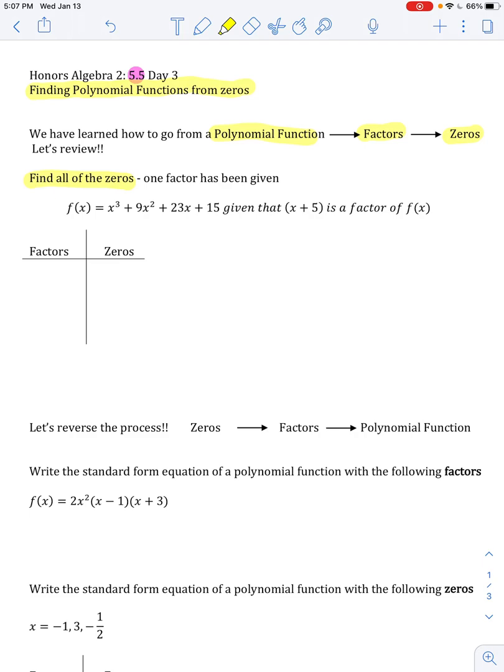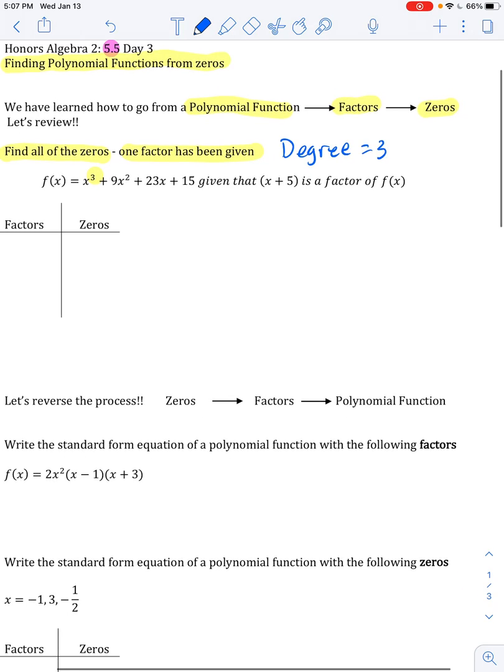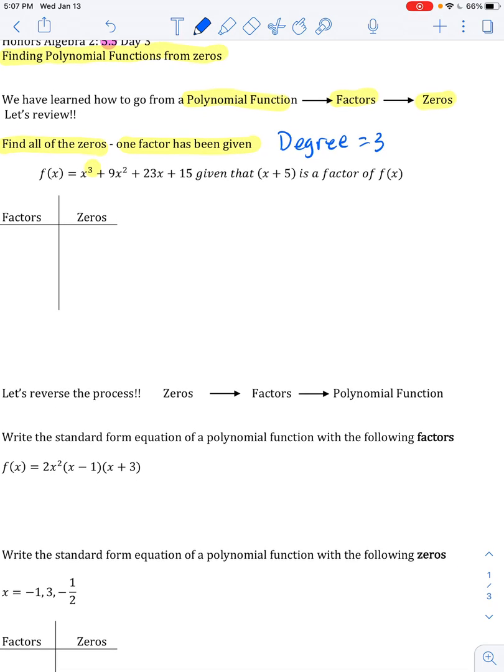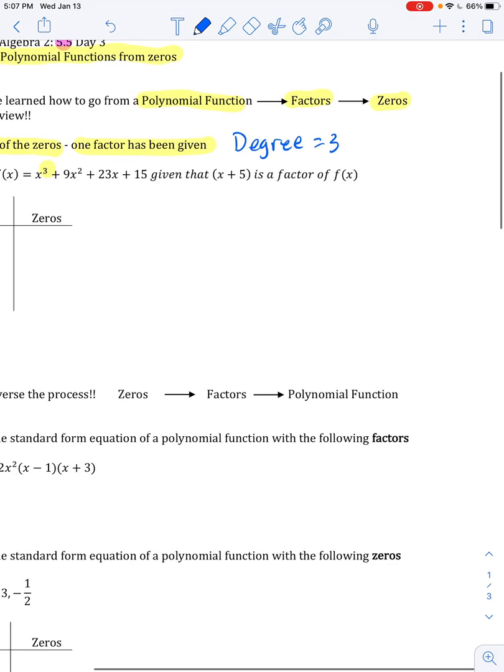In this case, one factor has been given. So keeping in mind that the degree of my polynomial should tell me how many factors I'm expecting. Since this is, let's review, a degree of 3, meaning highest power, that's going to tell me several things. Now, let's just think back to everything we've learned. For one, it's going to tell me that I expect to have 3 factors, 3 zeros. So I expect to have 3 of these, which will lead to 3 of these.